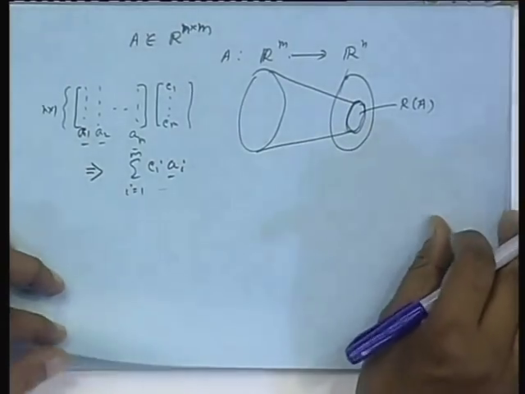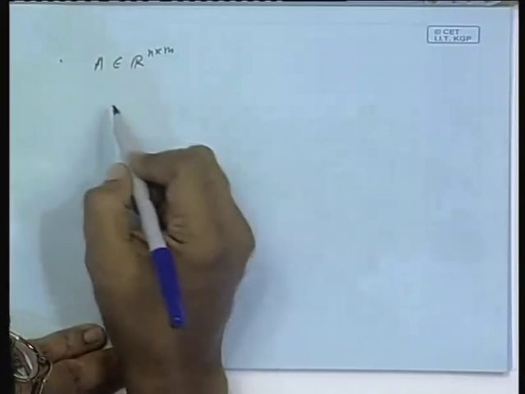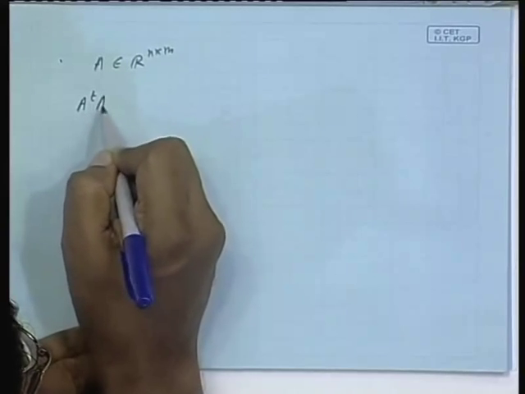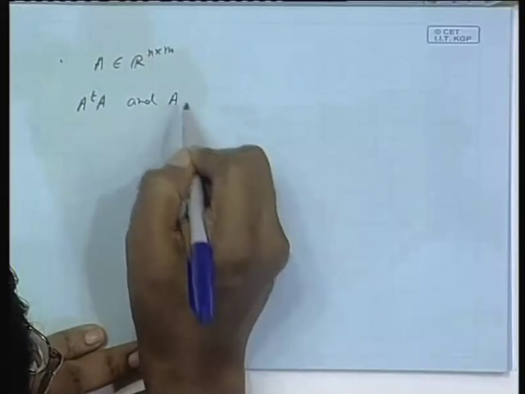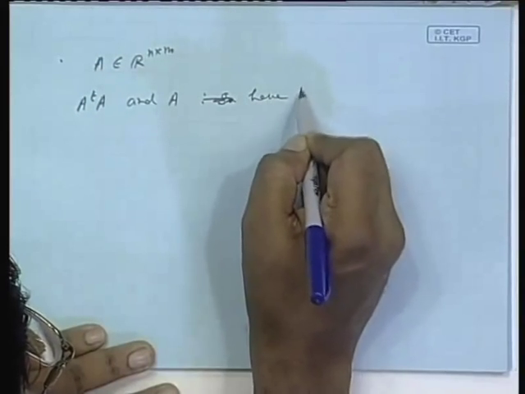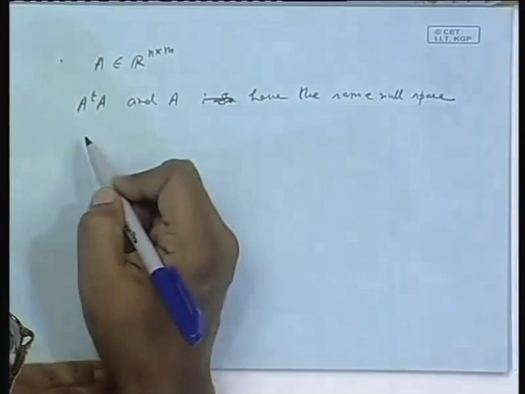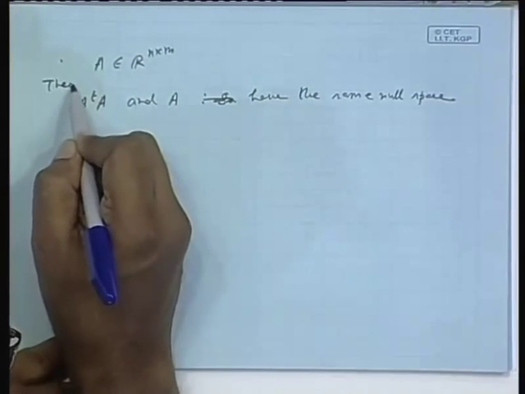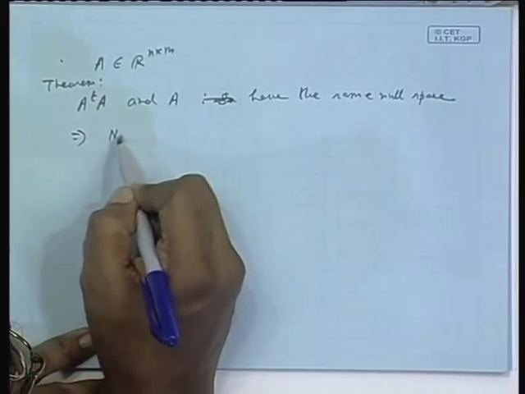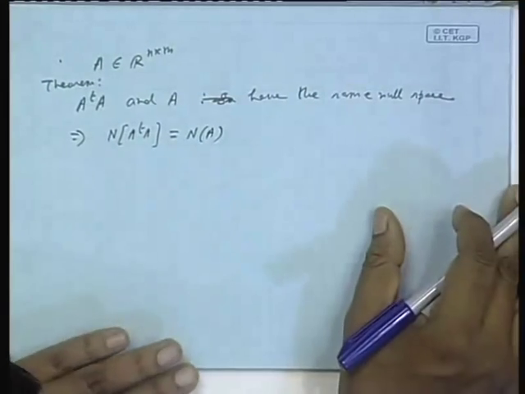Now, some results relevant to SVD. Consider such a matrix A belonging to R^(n cross m). Then A transpose A and A have the same null space. This is a theorem. That is, the null space of A transpose A is the same as the null space of A. This can be proved easily.